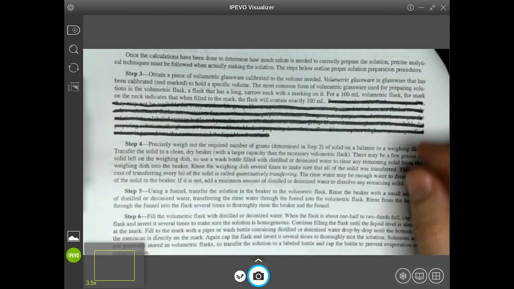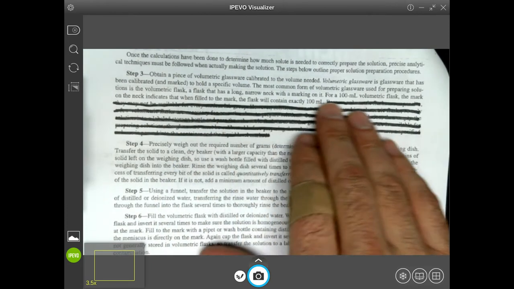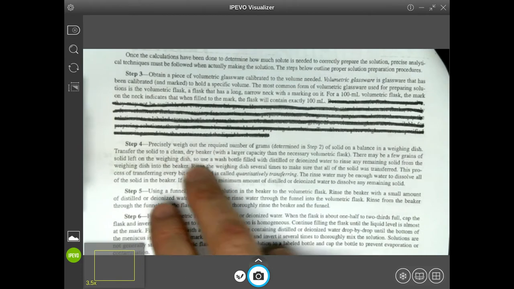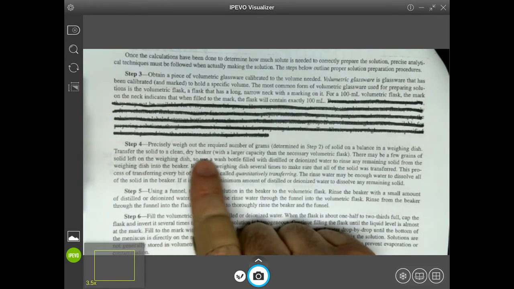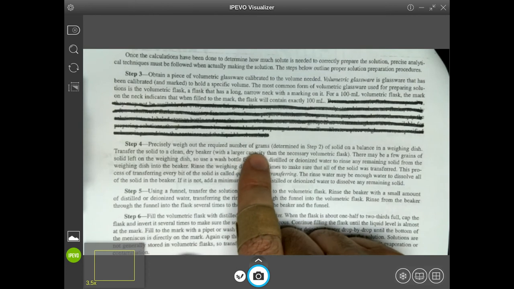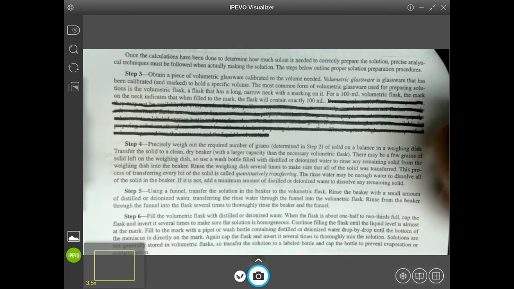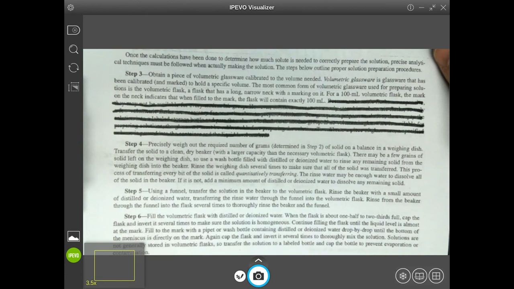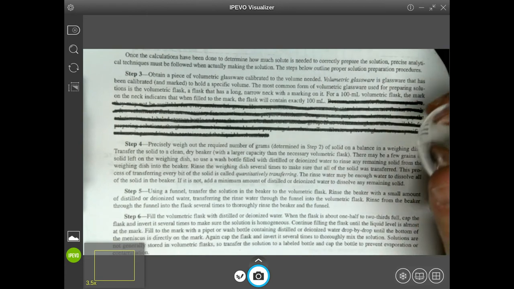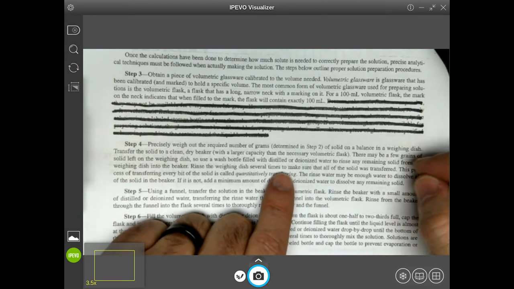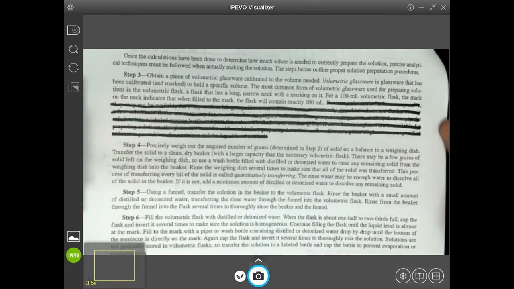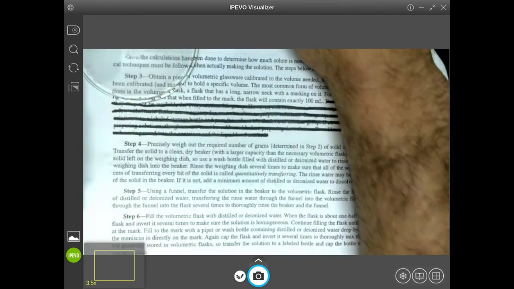All right. So how do you go about making your solution? Precisely weigh out the number of required grams that you determined through all the math. You figure out how many grams of the solute, the solid chemical, you need. Okay, you weigh that out into a weighing dish. And then what you're going to do, now let me, hold on one second.